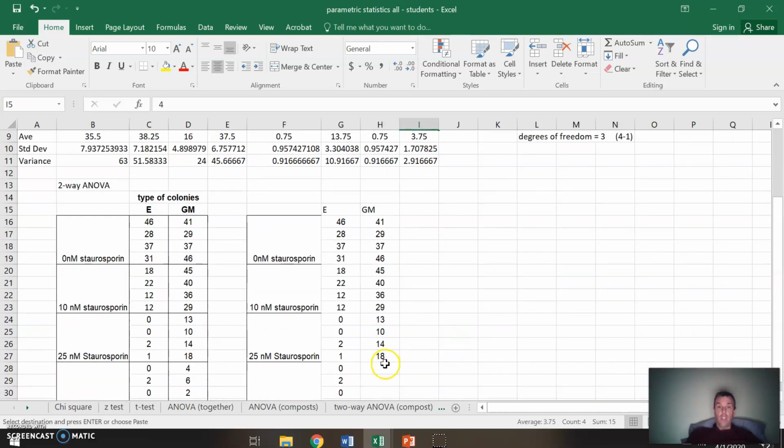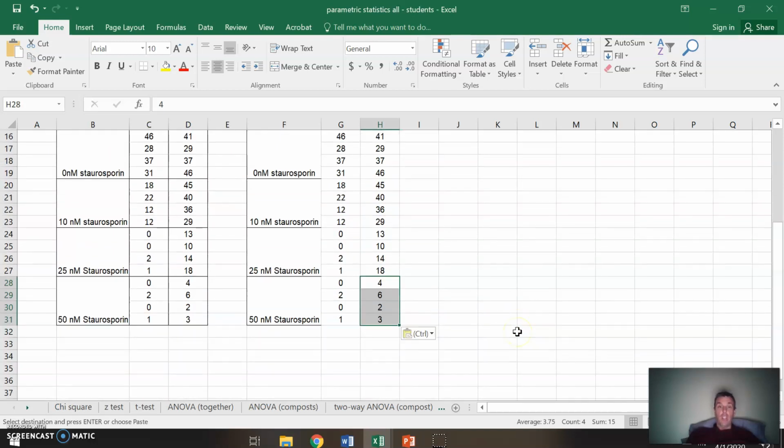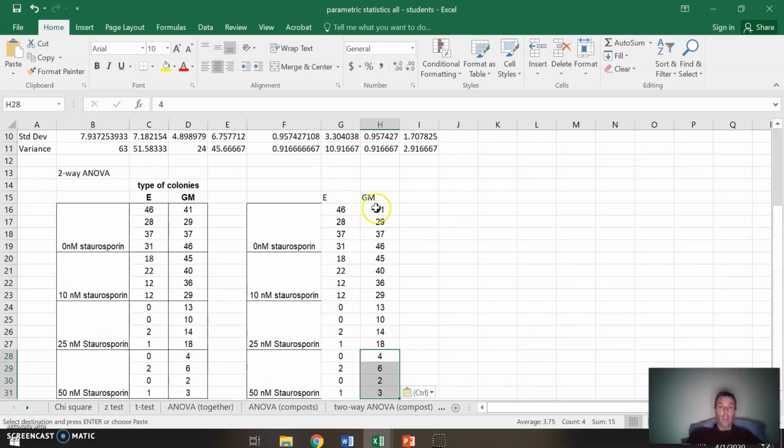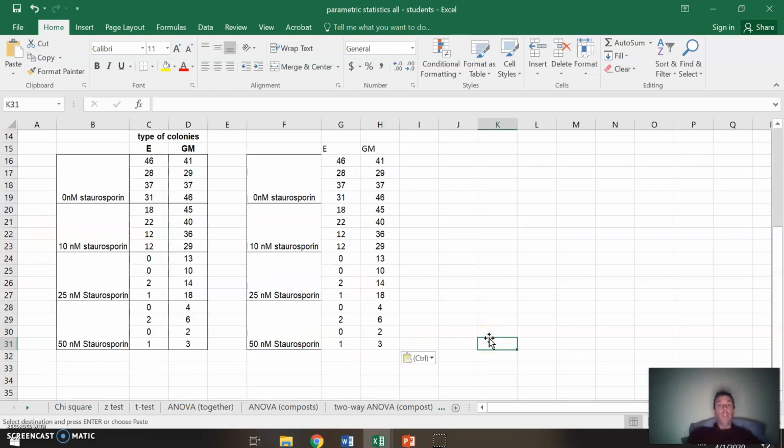So all I did is I reorganized my data such that all of the replicates for E were in one column, all the replicates for GM were in the second column, and they were stacked right on top of each other. 0 nanomolar staurosporin was here, then right below that 10, and all of my groups stacked on top of each other. The reason that you have to have equal replicates is because you're going to tell it that there's 4 replicates, and so it's going to start here, and then it knows that after 4 it's doing the next one. After 4 it's doing the next one.